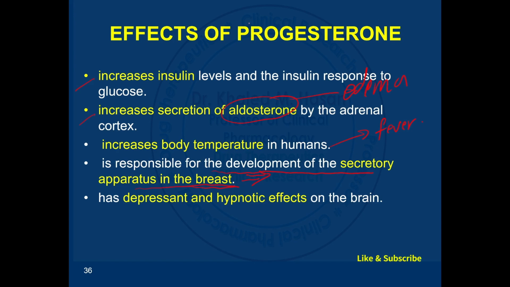Progesterone is responsible for a depressant effect: it depresses the brain and induces a hypnotic effect. Two things. This may need a little bit of explanation. Progesterone exerts depressant and hypnotic effects on the brain. For this reason, I reviewed an article and brought a picture to show you the effect of progesterone on the brain.